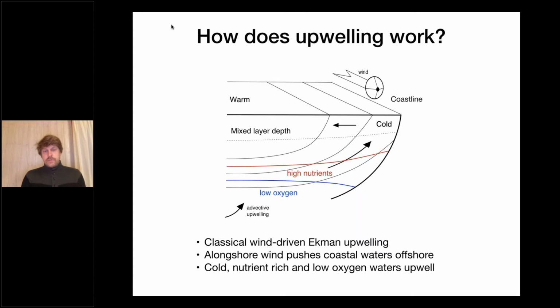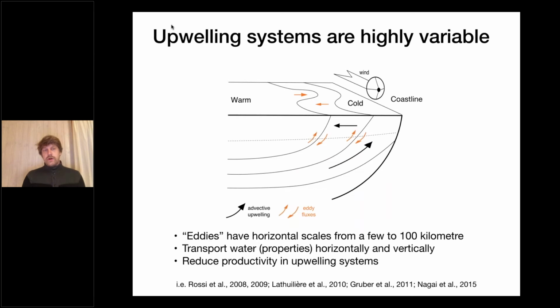So we probably all know the typical wind-driven upwelling process. The wind blows along the coast, pushes this warm water offshore, and then this warm water has to be replaced by cold, nutrient-rich and low oxygen water from below. However, upwelling systems are much more complex, and we have these so-called eddies. So these systems are highly variable.